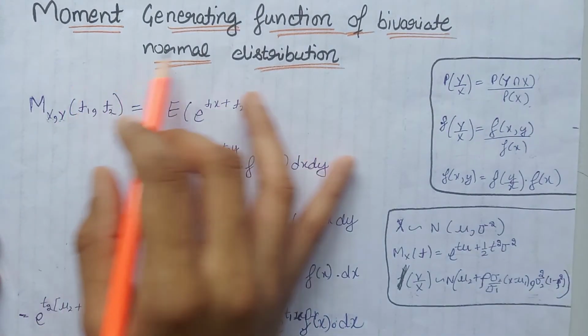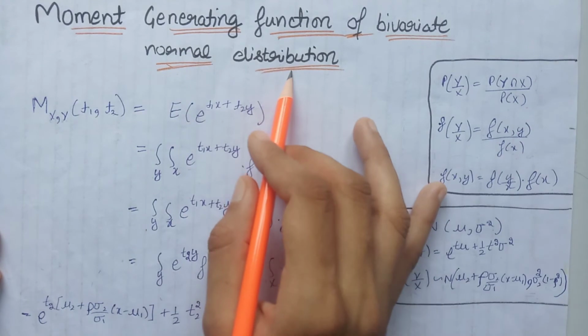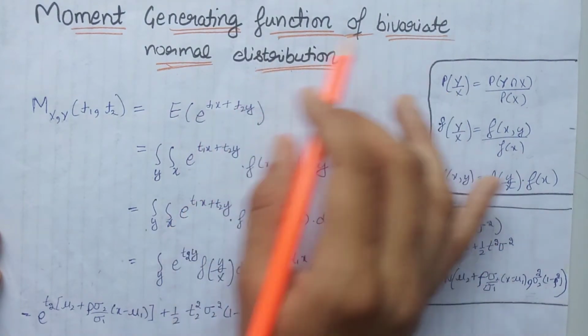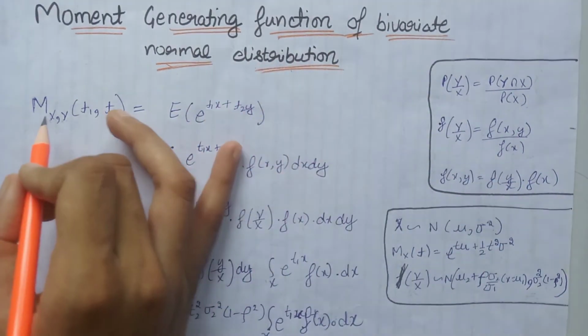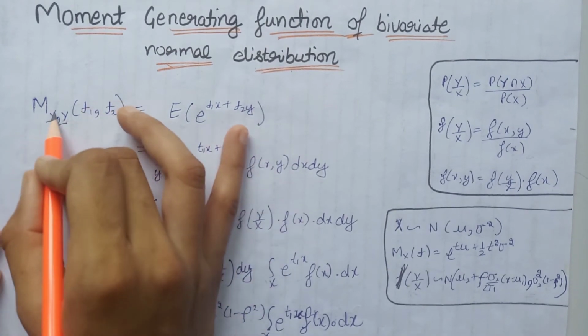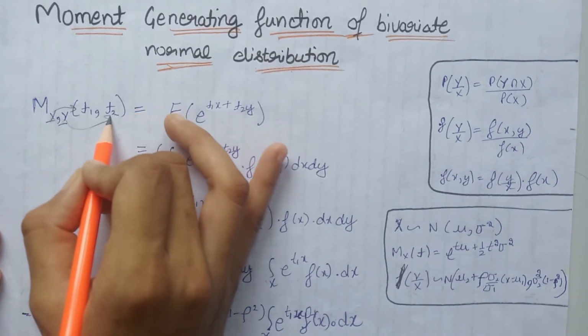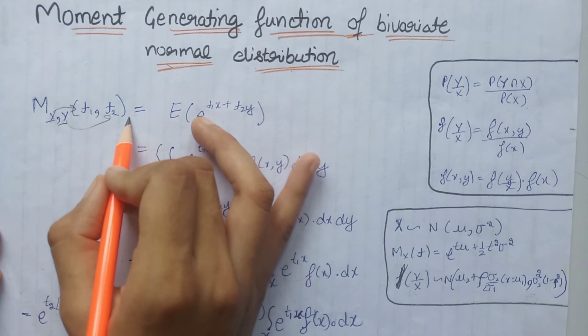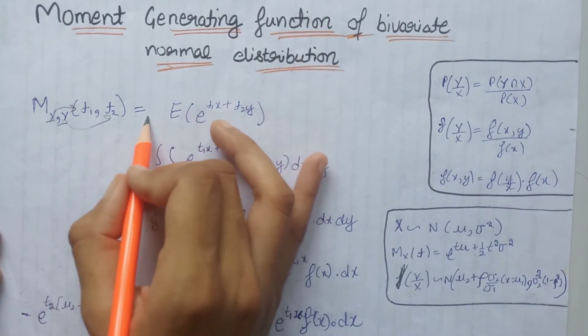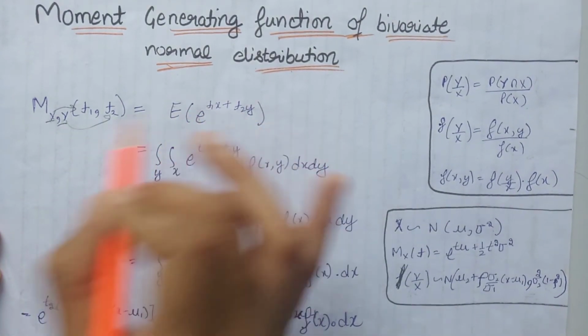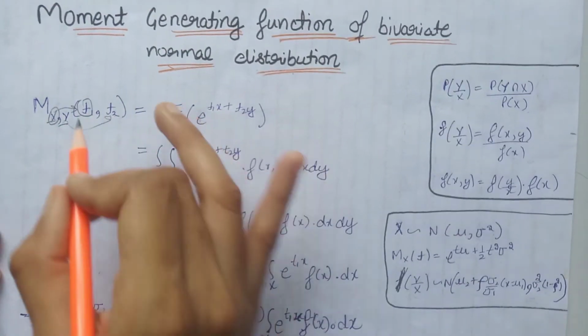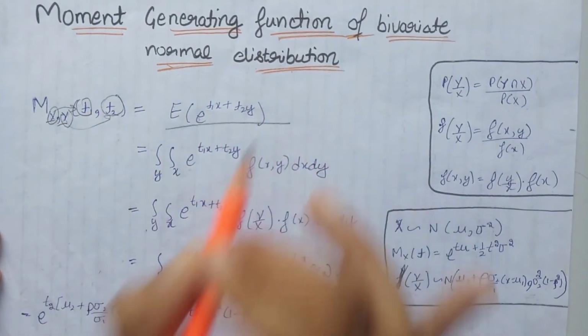So now we will calculate the moment generating function of the bivariate normal distribution. So we know that in the bivariate normal distribution we use two variables, that is x and y. So for x we write here t1 and for y we write here t2. Now according to the definition of the moment generating function, it is equal to the expectation of e raised to power this multiplied by this plus this multiplied by this, like this.